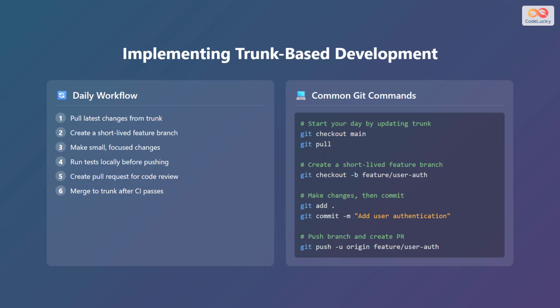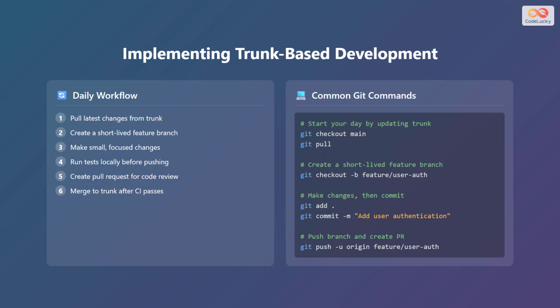Before pushing your changes, run tests locally to catch any issues early. Then create a pull request for code review. This allows your team to review your changes and provide feedback. Finally, after the continuous integration process passes and your code is approved, merge your feature branch back into the trunk.